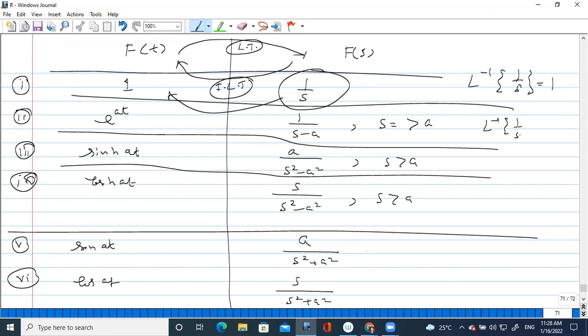Laplace inverse of 1 upon s minus a will be equal to e to the power at. So like this you can get Laplace inverse of everything. Understood? So this way also this table will work. So you can note down this quickly.